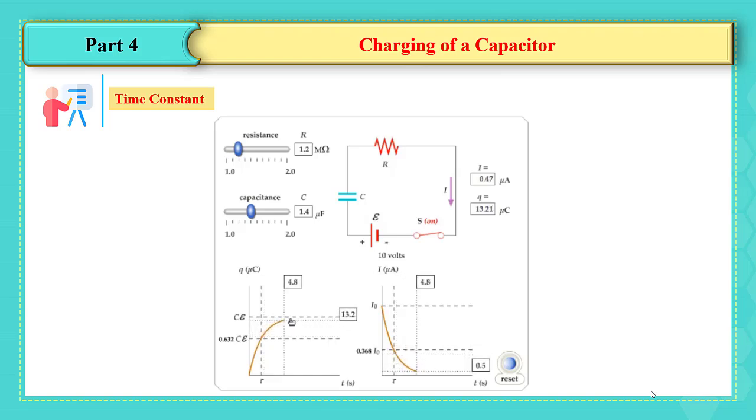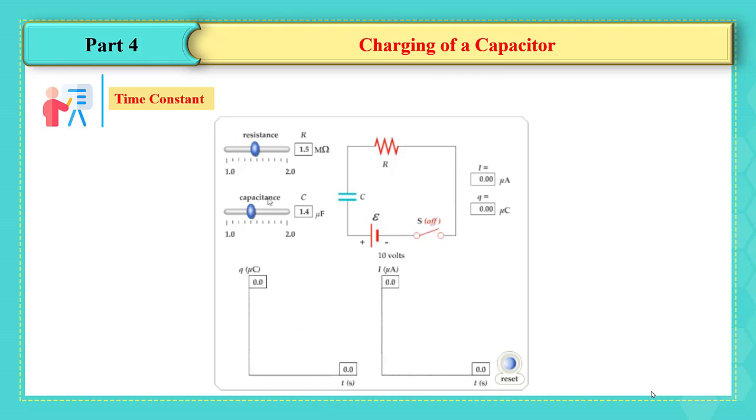I'm going to put the cursor here, and this cursor shows that time tau is equal to 1.7 seconds, as you can see here. And also I can see it from this graph, which shows the current as a function of time. It is also 1.7 seconds.